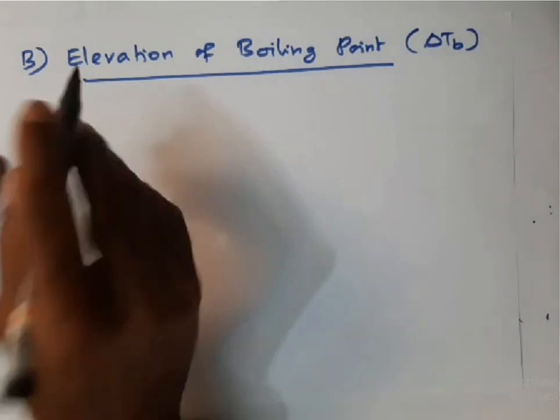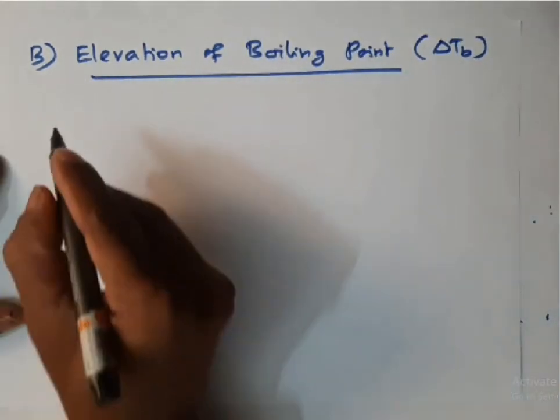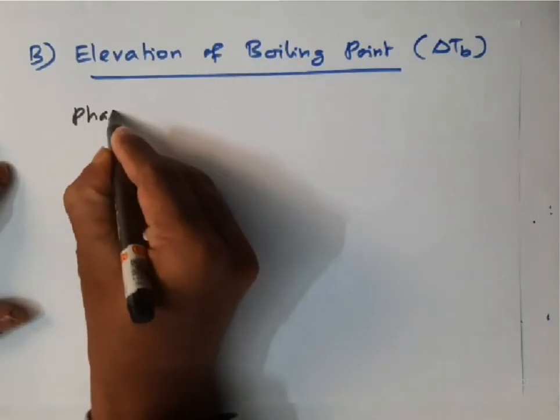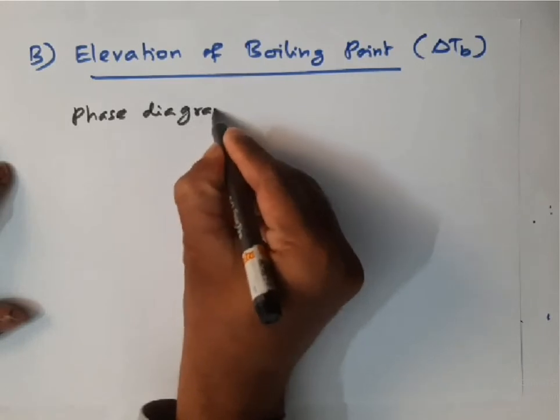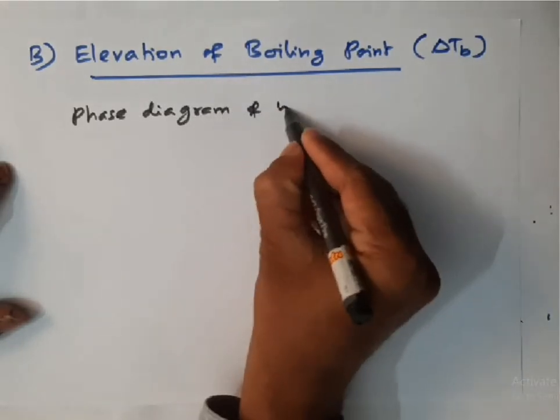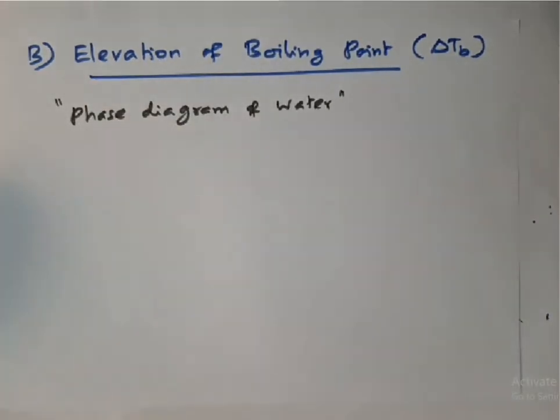First, I'll tell you some information about the phase diagram of water, because we use water as the solvent for most of the colligative property studies. I am not saying that only water is used. Other solvents are also used, but mostly water.